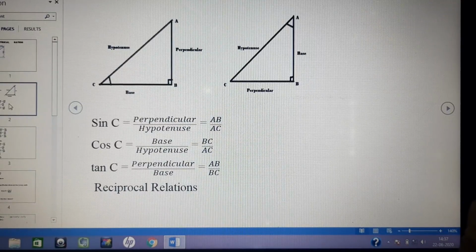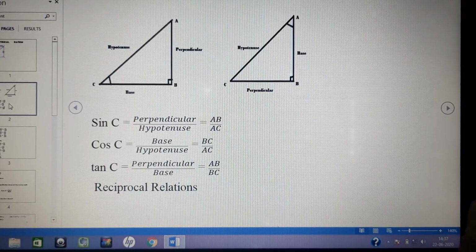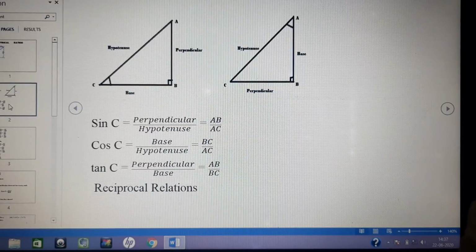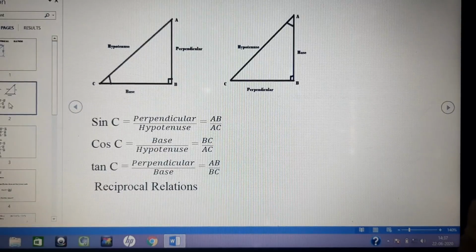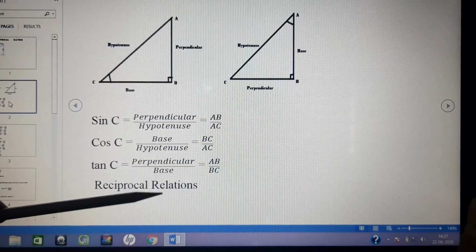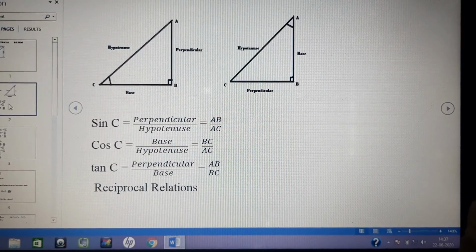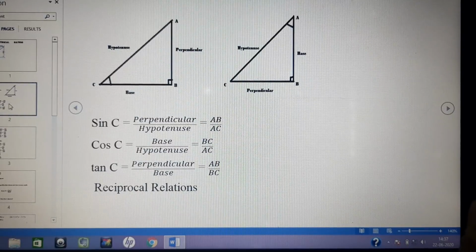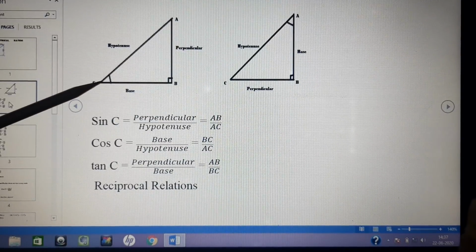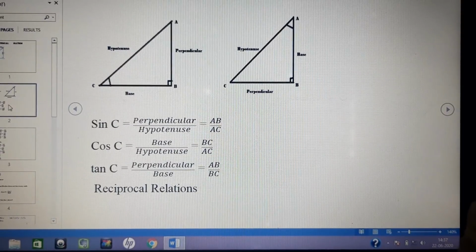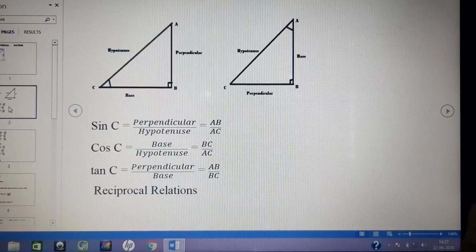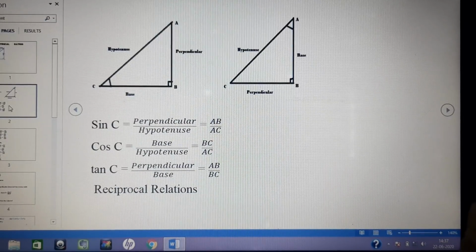So the formula says that in general, sine theta is equal to perpendicular upon hypotenuse. Cos theta is equal to base upon hypotenuse. Tan theta is equal to perpendicular upon base. Here I have not used angle theta so that you may relate which side will be taken as the perpendicular, which side will be the hypotenuse, and what will be taken as base.